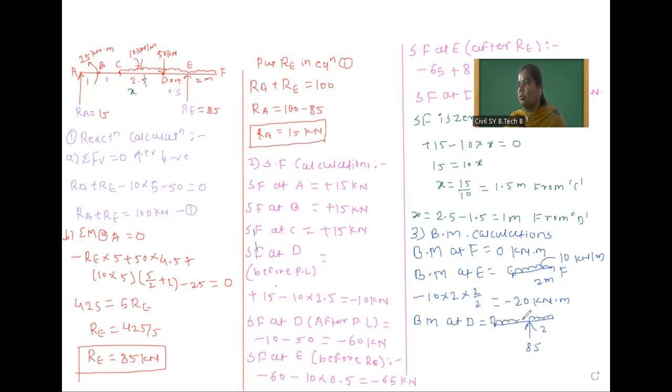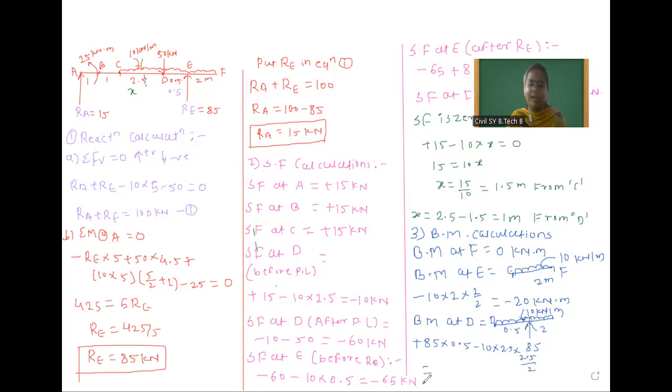Okay. So whole uniformly distributed load. This is 10 kilonewton per meter, and this is 0.5 meter. Tell me how to calculate moment. Okay, first we will start from this. So this 85 going upward, so 85 into 0.5. After that, minus 10 into 2.5 into 2.5 divided by 2.